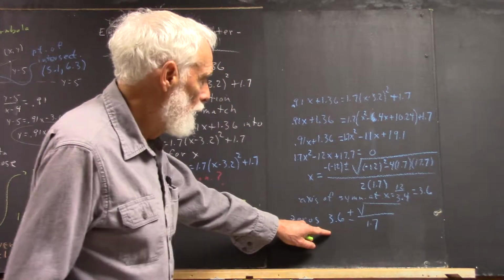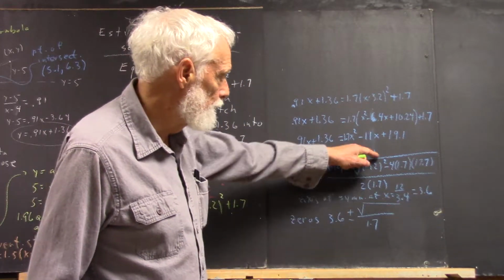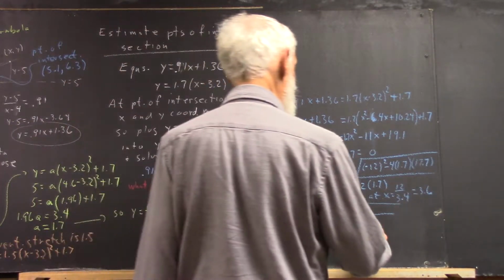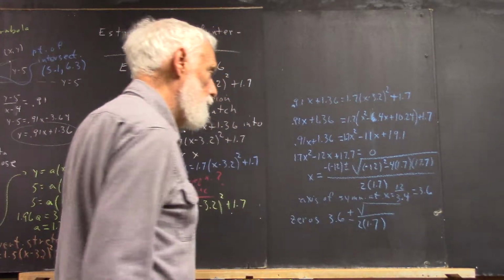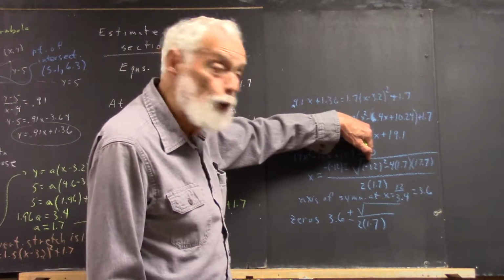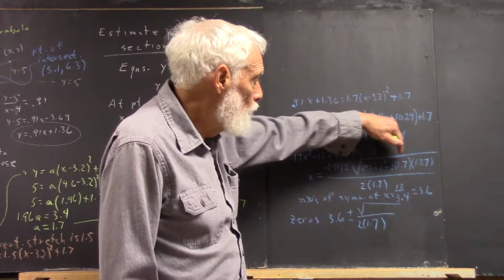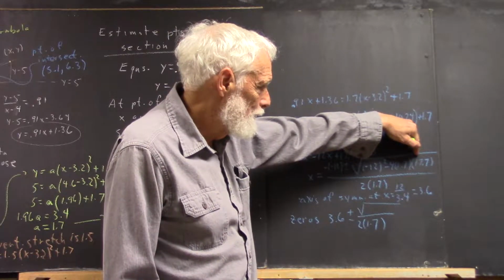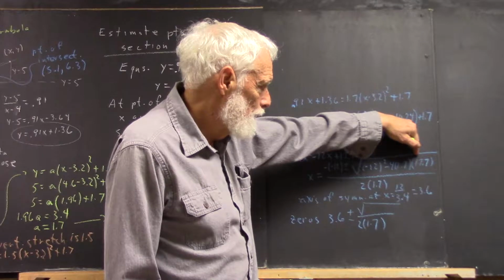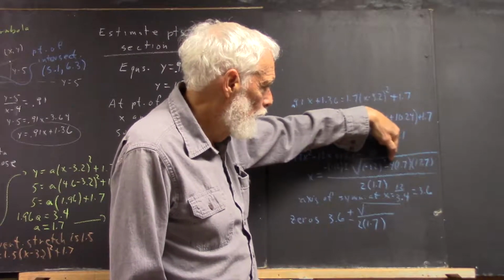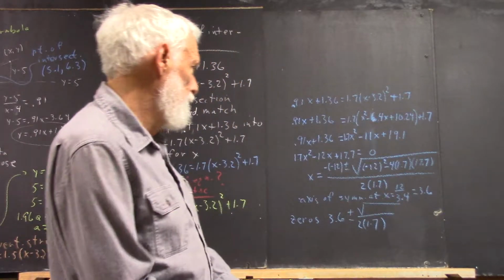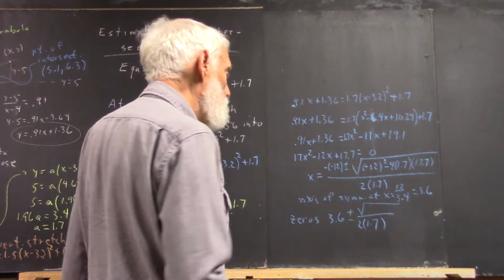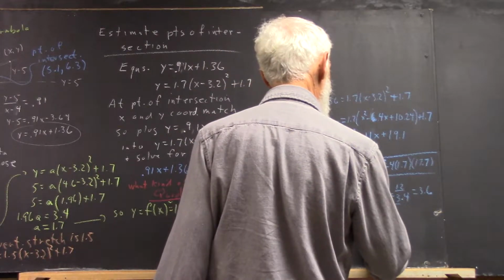So our zeros are at the axis of symmetry plus or minus this square root divided by the 2 times 1.7. Now, this is 144. 1.7 times 17 would be 28.9. That's a little more than 17, so I'm going to say that's about 29. And 4 times 29 is 136, which would make this maybe 8.